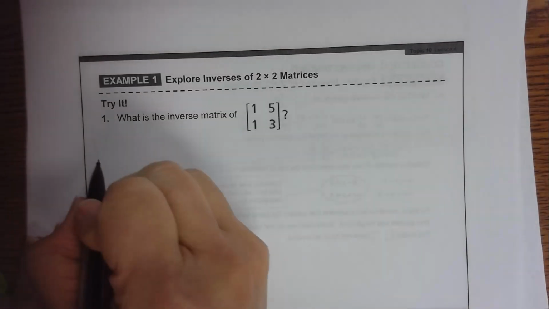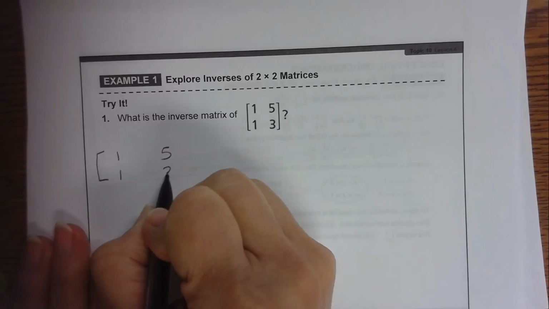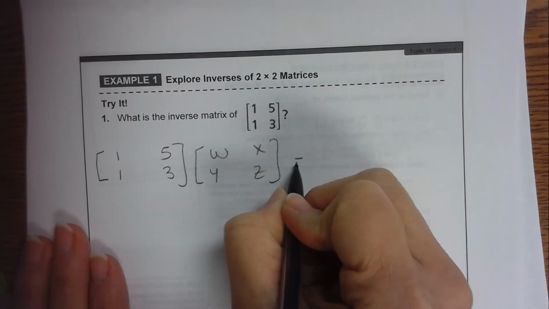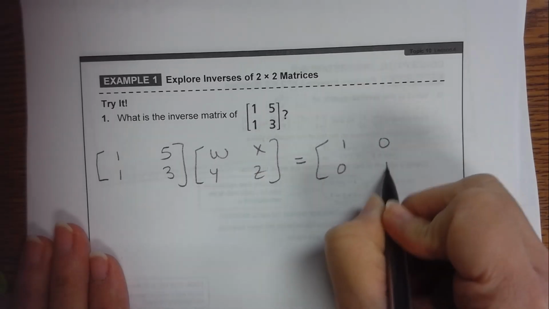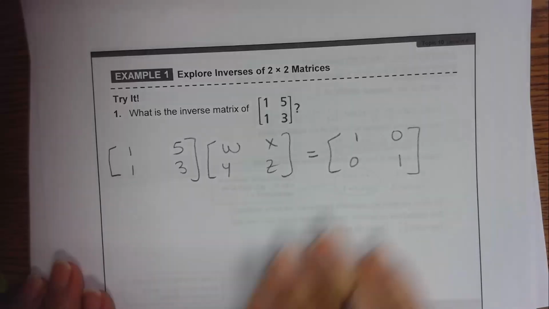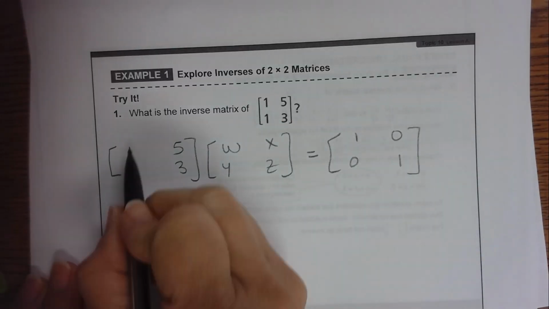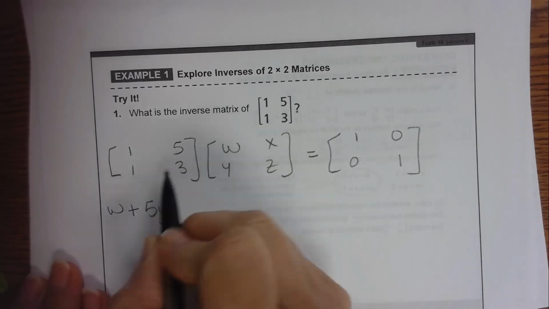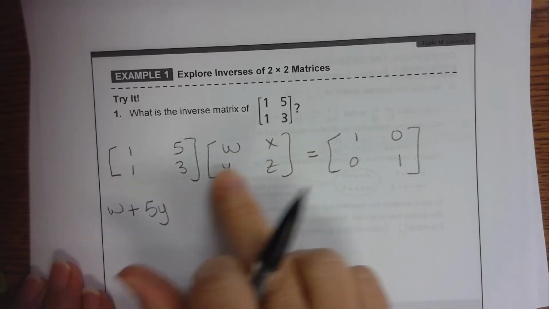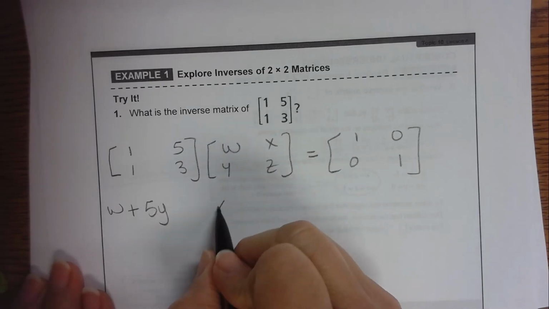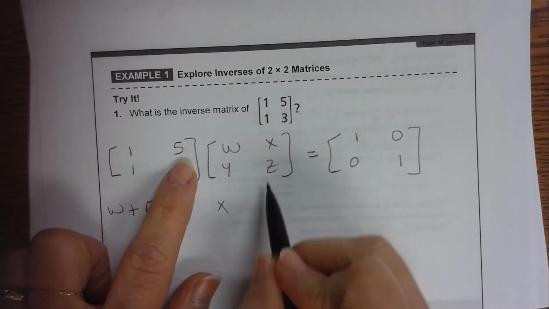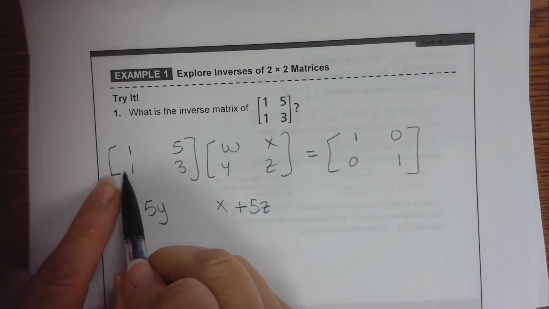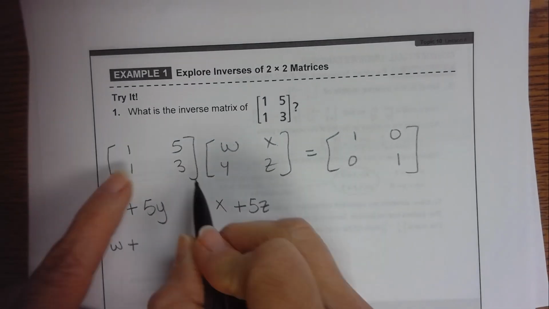Okay, what's the inverse matrix of this? So it's going to be 1, 5, 1, 3 times W, X, Y, Z. That equals the identity. Okay, so now I'm going to set up a system of equations. We have 1W, so W plus 5Y. I'm multiplying the matrices now, these two. And here we have X, 1 times X plus 5 times Z. Okay, then here we have 1 times W plus 3 times Y.